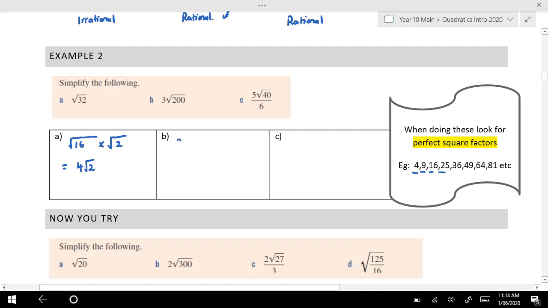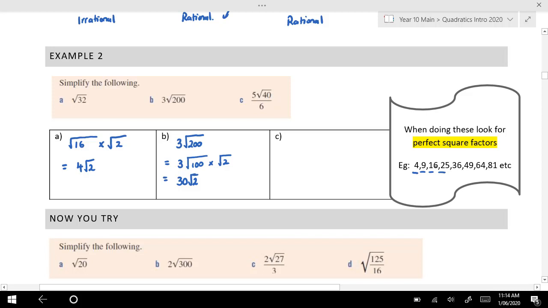So when we get over to here, when I've got 3 times the square root of 200, let's think about a perfect square which goes into 200. Well, the square root of 200 would be the same as the square root of 100 times the square root of 2. And of course, the square root of 100 is 10. 10 times 3 is 30, so that is the same as writing 30 times root 2, but we don't need to write that times, do we? Just 30 root 2.